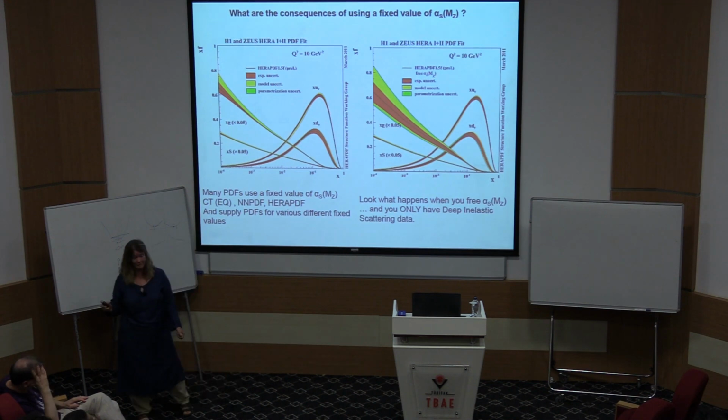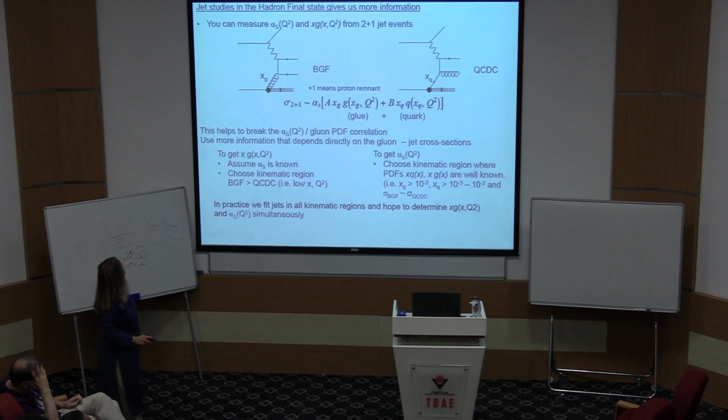And in particular, what would be a good idea is to try to determine alpha S from within the same data set, right? So this is clearly the value of alpha S there is allowing quite a slop on the gluon. How can we get rid of that within the same data set, right? What you do is you use the jet data.